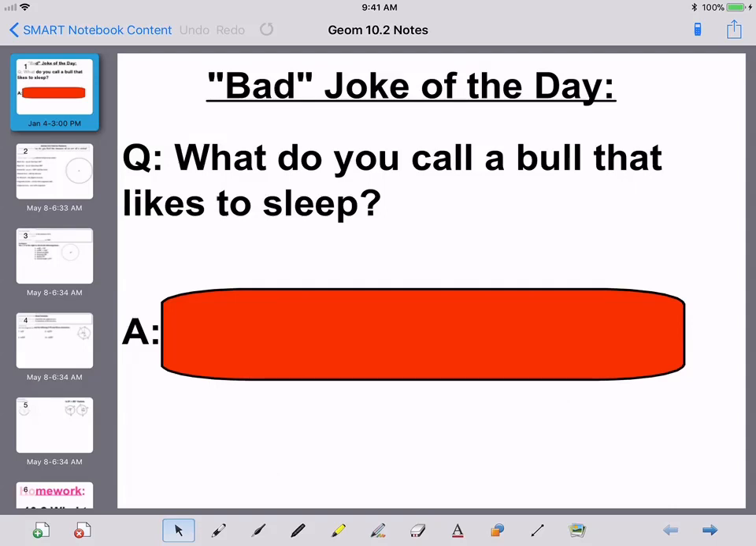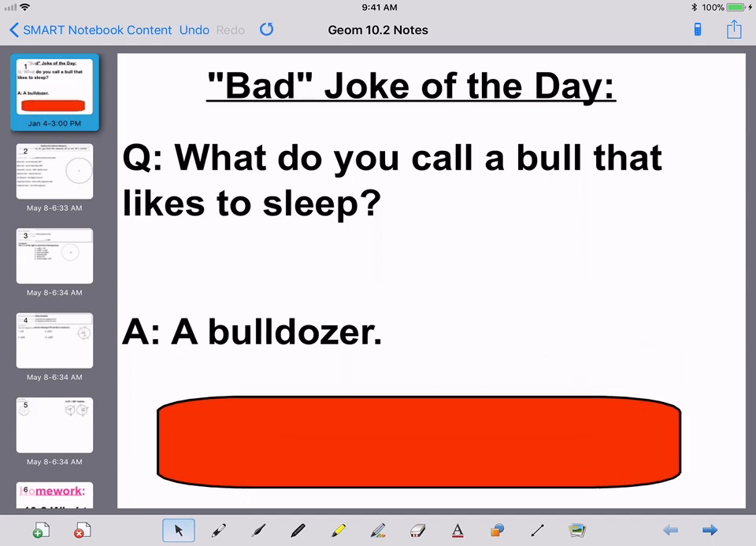So here is your bad joke of the day. What do you call a bull that likes to sleep? A bulldozer. Alright, it's pretty good.